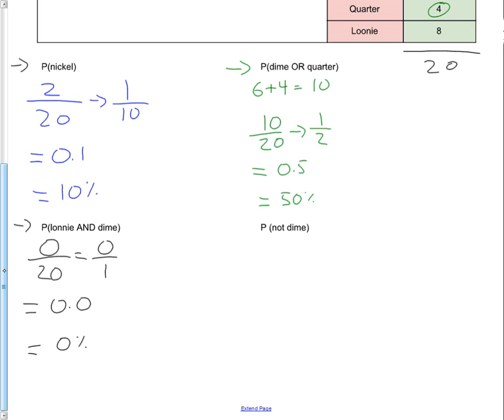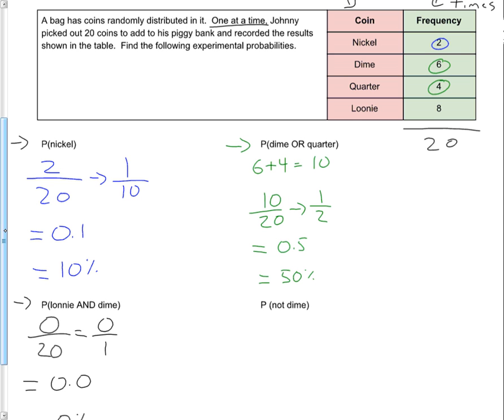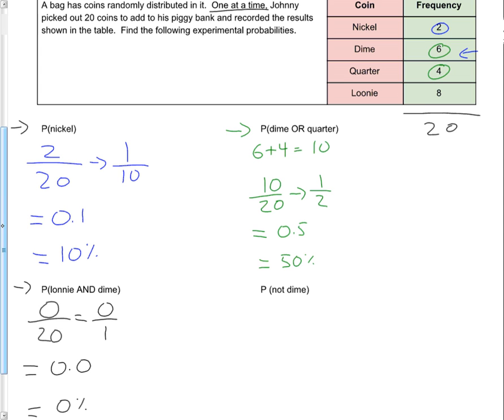The last one that we'll take a look at here is what's the probability of pulling out not a dime? So any other coin that is not a dime is what we're going to try and pull out. We notice that there are 6 dimes that he has pulled out. Now if he pulls out not a dime, that means he could pull out either a nickel, a quarter, or a loonie.